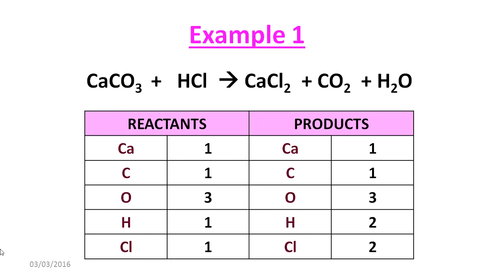Example 1. Calcium carbonate reacts with hydrochloric acid to form calcium chloride, carbon dioxide and water. Here you can see I've identified all the elements on the left and on the right, which should be the same, and I've also counted the number of atoms of each type of element on the reactant side as well as the product. So far, calcium, carbon and oxygen have an equal number of atoms on both sides. Only hydrogen and chlorine differ.